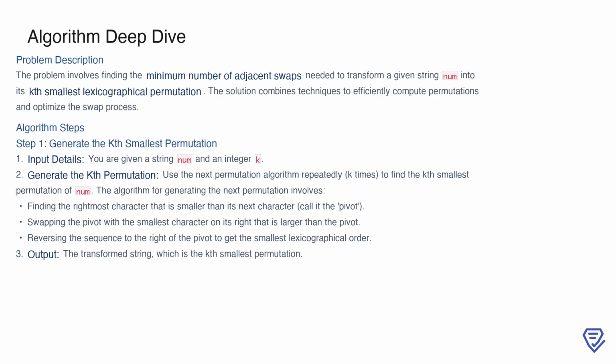This involves repeatedly applying the next permutation algorithm, which operates by identifying the rightmost character that can be increased, swapping it with the smallest valid character to its right, and then reversing the sequence following the pivot to ensure the result is in the smallest lexicographical order. This gives us the target string we need to reach. Once we have the kth permutation, the next step will focus on transforming the original string into this target using the fewest adjacent swaps possible.